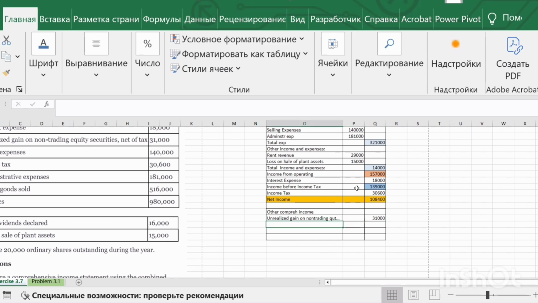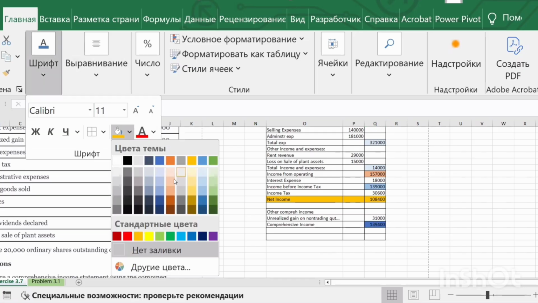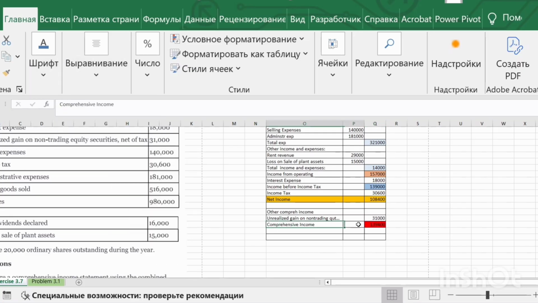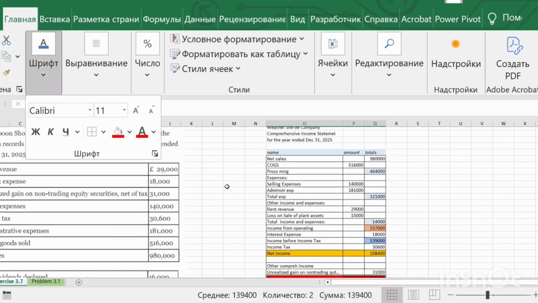Okay, and after that, we can get our comprehensive income. So it is the sum of net income plus unrealized gain. Why plus? Because it's a gain. If we had not a gain but a loss, we just need to minus it. Okay, and our final answer is 139,400. I hope this is readable.